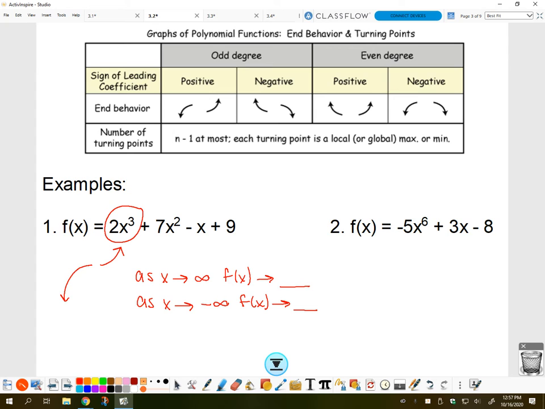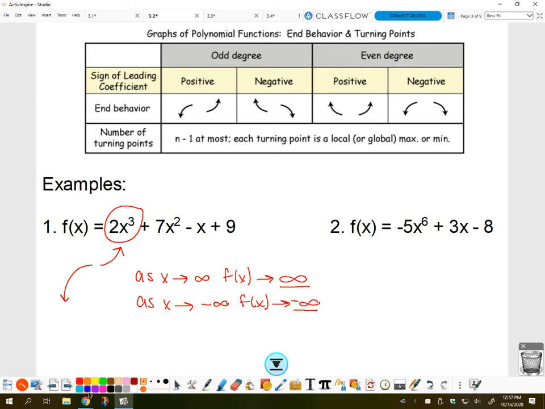It's the exact same statement every time except for what is that end of the graph doing. So as we move to the right, what happens to the picture? It goes up, so towards positive infinity. As you move to the left, what happens to your picture? It goes down, so it's approaching negative infinity.